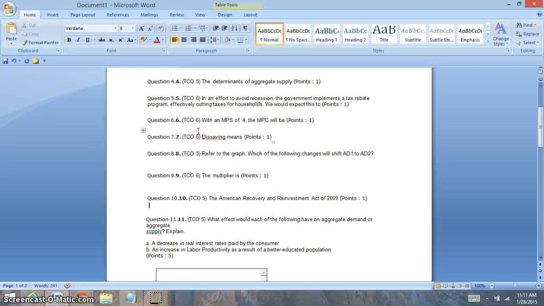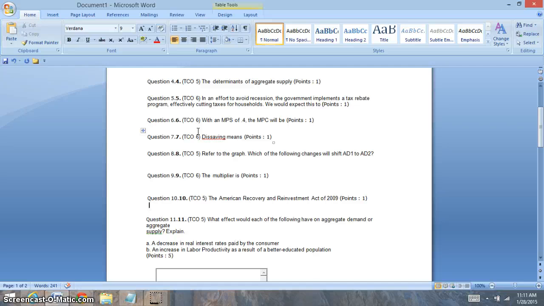Question 6 looks at an MPS of 0.4. Now there's two things you can do with a dollar. You can either spend it or save it. So if the MPS is 0.4, that means the MPC would be 0.6. So the MPS of 0.4 means out of every dollar that a consumer gets, they save 40 cents of it.